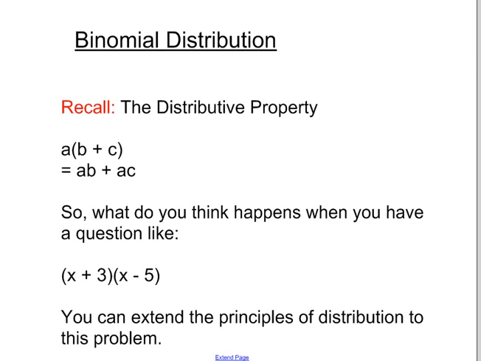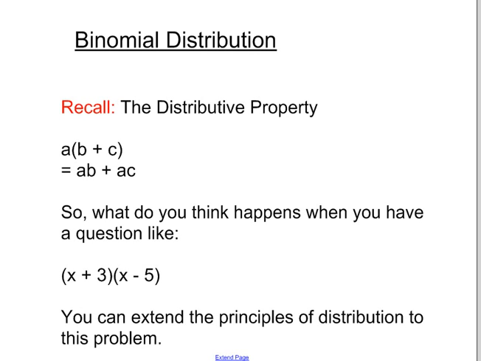This video is an extension on the distributive property, and it's introducing you to a new challenge called binomial distribution. If we recall the distributive property, the principle is that you take what's in front of the bracket and multiply it by everything that's inside of the bracket. So for example, A, you'd multiply it by B and get AB, and then A, you'd multiply it by C and get AC.